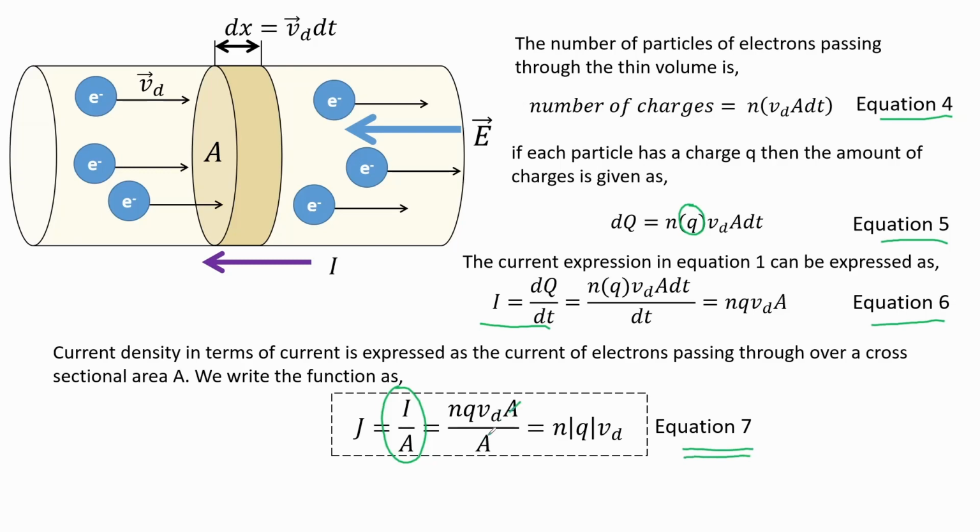We notice that J is affected by the size of the wire in the sense that it is inversely proportional to the cross-section. Large wires will have smaller current density than a smaller wire.